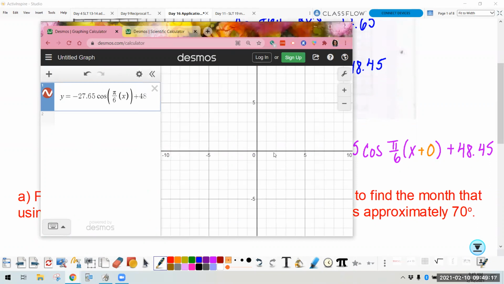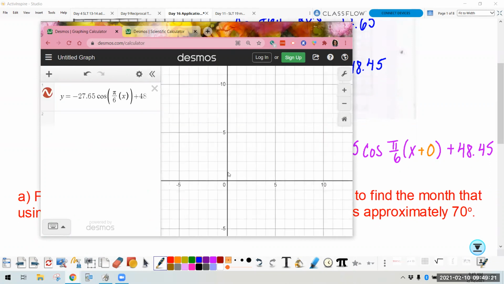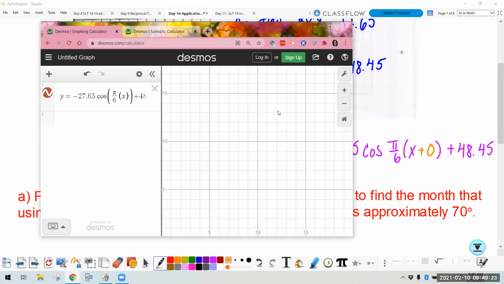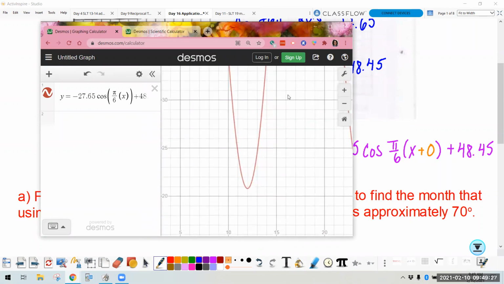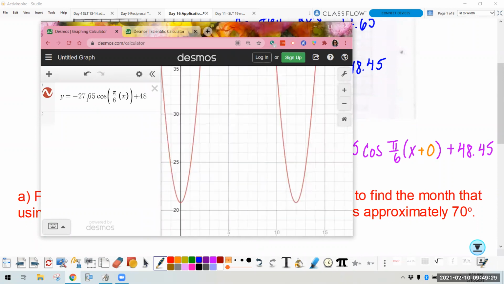And you don't see a graph here because it's been shifted up and over. So I could drag this. There it is all the way up here. But we'll get to the graph part in a minute. I first want to find when x is 3.